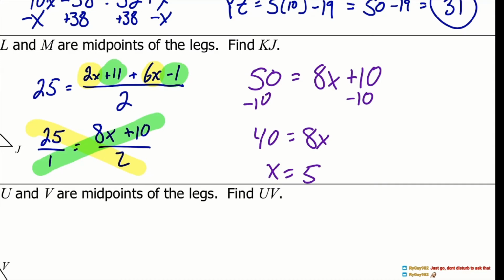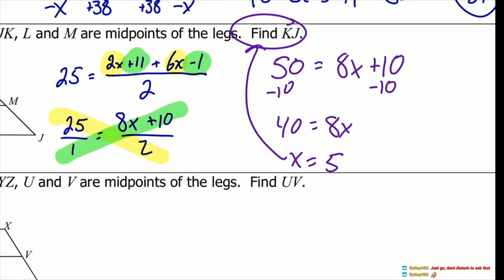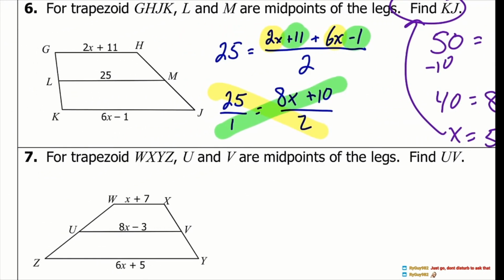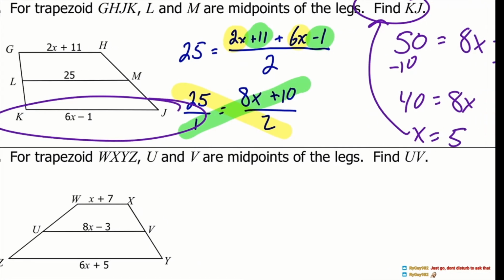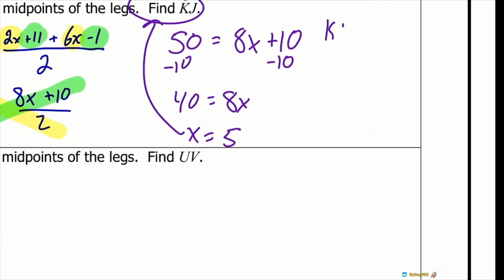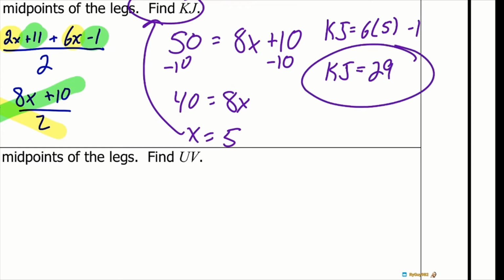Find KJ. That is the question. Don't ignore that. So let's just take a look. KJ is right here. We are plugging in for 6x minus 1. So KJ is equal to 6 times 5 minus 1. So it's 30 minus 1, so we get 29 for our final answer.